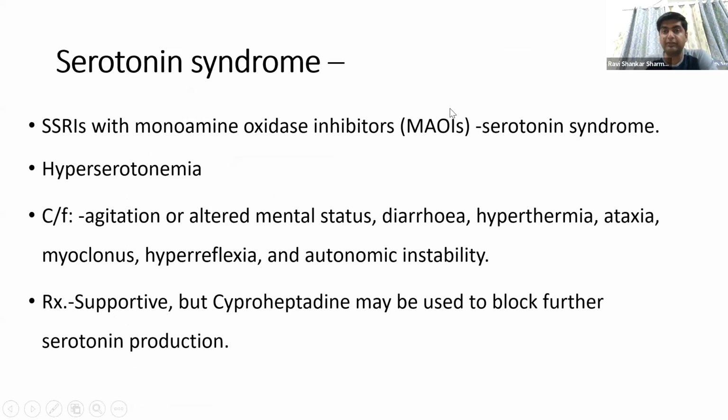Yes, serotonin syndrome can occur whenever you are using an SSRI with other MAO inhibitors or sometimes tramadol, because tramadol is also acting on the descending inhibitory pathway. That's why it increases serotonin. So it may lead to agitation, altered mental status, diarrhea, and all the sympathetic activities are enhanced. So what is the management? Supportive. You stop the drug, then you can sometimes use cyproheptadine to block further serotonin action.